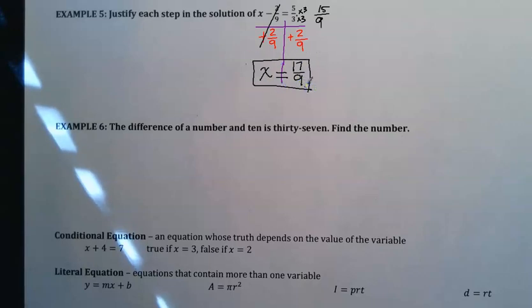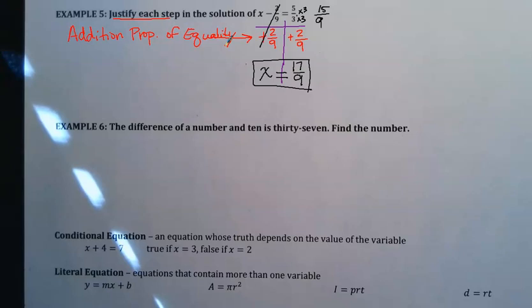Okay, but here's the thing. We need to justify each step. That's what it says, justify each step. So this step right here, which property of equality did we use that's down there at the bottom? Good, it's the addition property. So I'm going to write the addition property of equality, because we had subtraction and we added.